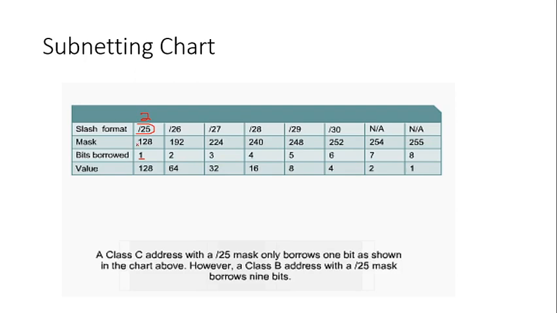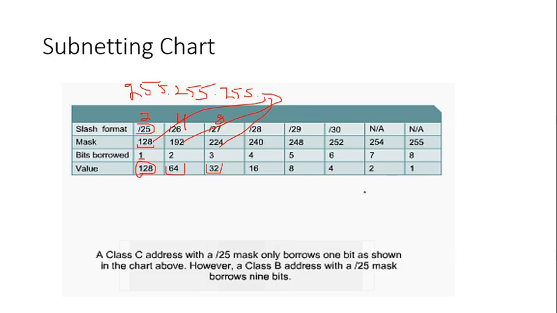The ending number in the subnet mask will be 128. This will be our subnet mask, 255.255.255.128, and the number of hosts here is 128. So the number of subnets is 2. If you are borrowing 2 bits, that means you are creating 4 subnets. The slash format will be /26, the subnet mask will end in 192, and each subnet will have 64 hosts. If you are borrowing 3 bits, that means you are creating 8 subnets, and the subnet mask will be like that, and each subnet will have 32 hosts.